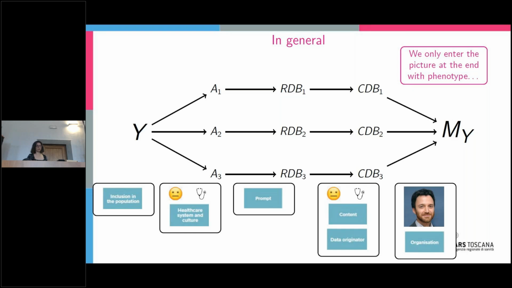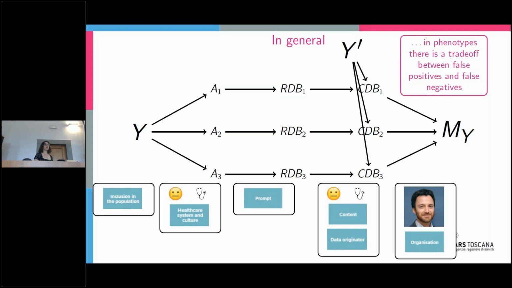And be careful that for the phenotype, not only are we the last one in the food chain of the measurement of the disease, but remember we also always have the problem of false positives. So the same records may have been created by other diseases, right? And this is a trade-off. This is our life, right?